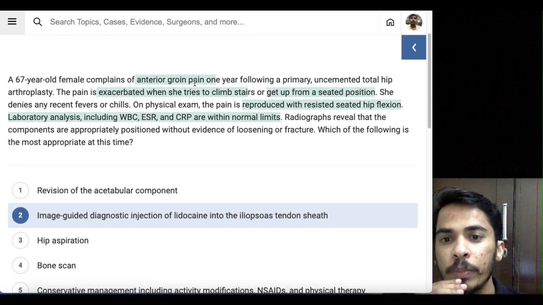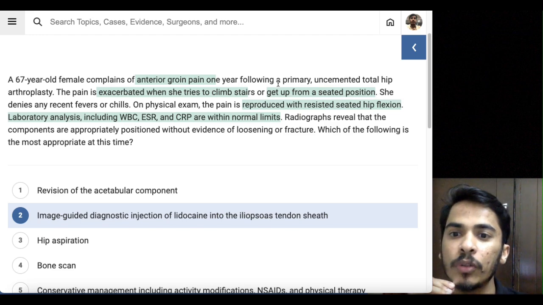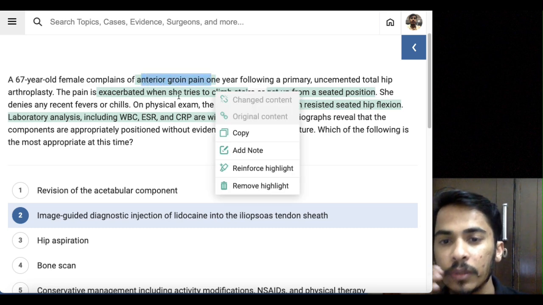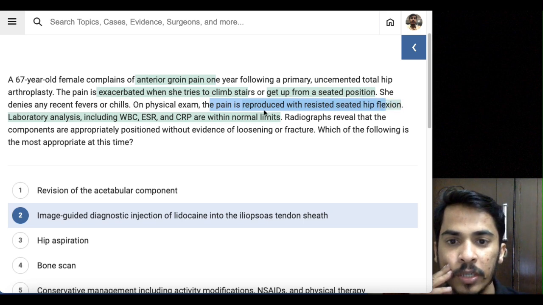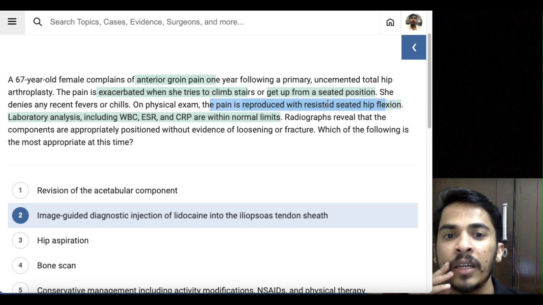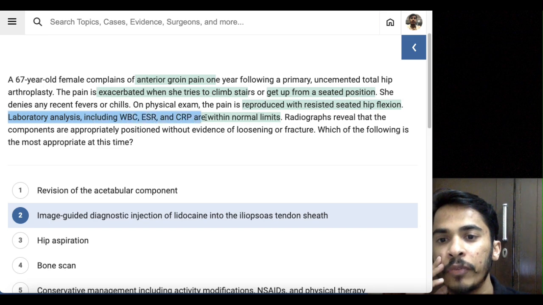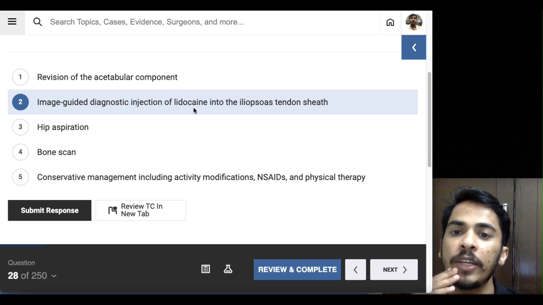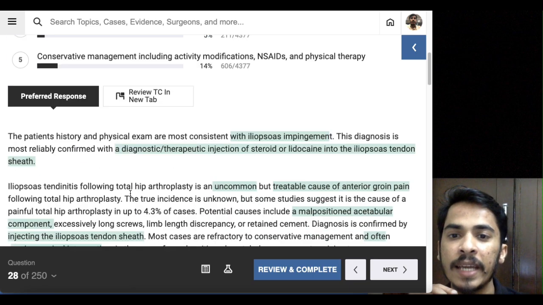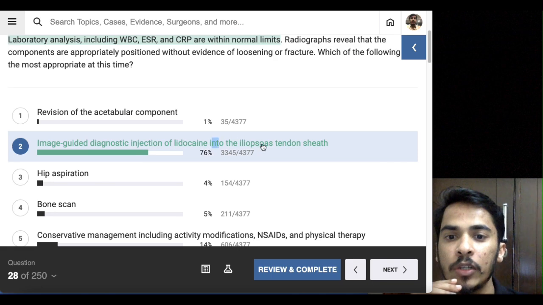A 67-year-old female complains of anterior groin pain 1 year following surgery. Anterior groin pain, in every question, one thing we have to look for is always iliopsoas tendinitis. Pain reproduced with resisted seated hip flexion points towards iliopsoas tendinitis. Here, infection profiles are within normal limits, so we go for an image-guided diagnostic injection of lidocaine into the iliopsoas tendon sheath. We can also inject steroid into the tendon sheath, so it is both a diagnostic and therapeutic modality.